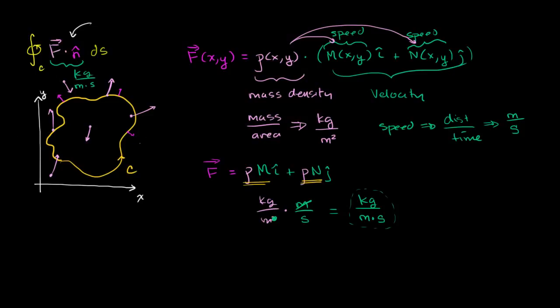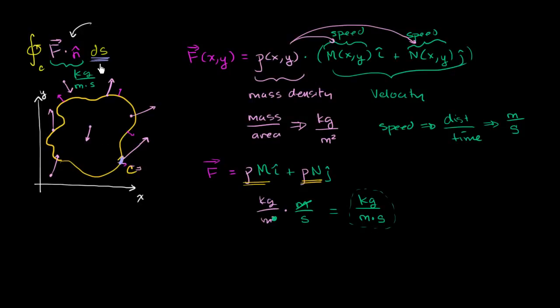And then, let me make this very clear. Let's say we're focusing on this point right over here. F looks like that. Its magnitude, the length of that vector, is going to be in kilograms per meter second. Then we have a normal vector right over there. And when you take the dot product, you're essentially saying what's the magnitude that's going in the normal direction. So essentially, what's the magnitude of that vector right over there? It's going to be in kilograms per meter second, and then we're multiplying it times ds. We're multiplying it times this infinitesimally small chunk, or a little segment of the curve.